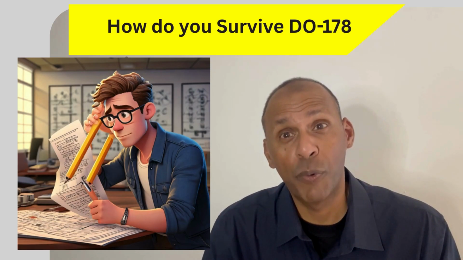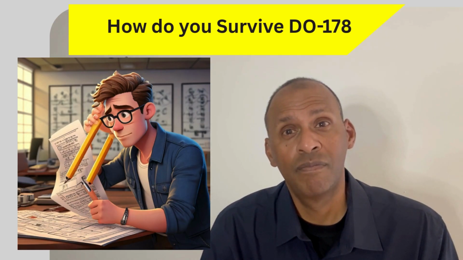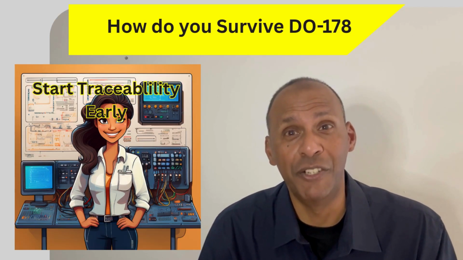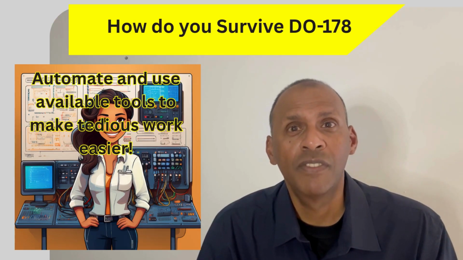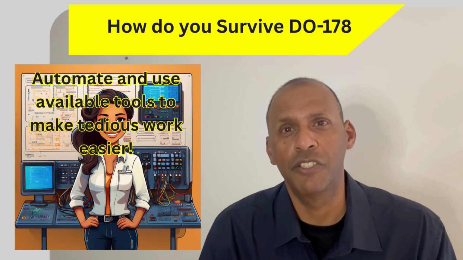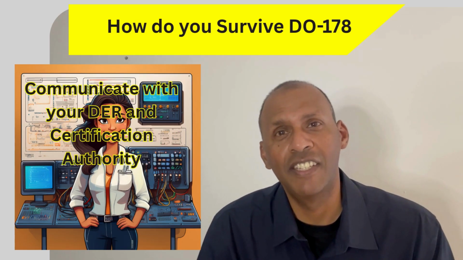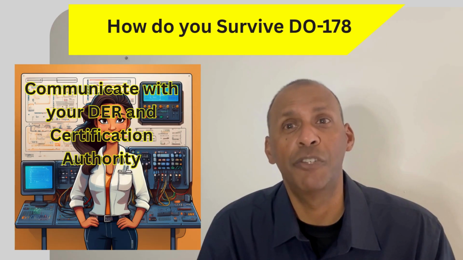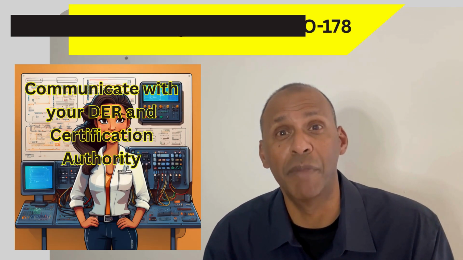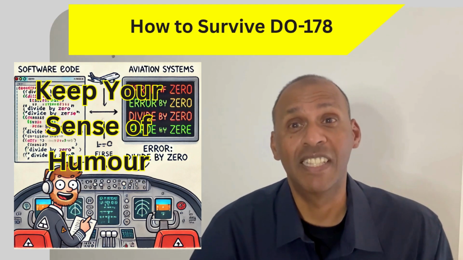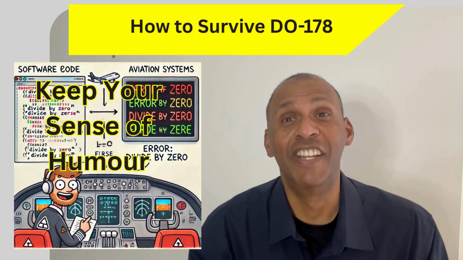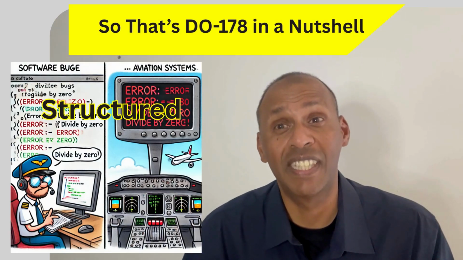So how do you survive DO-178 without losing your sanity? Start traceability early, don't leave it to the end, so start packing your parachute. Automate where possible. Static analysis, test execution, and requirements linking. There are many tools available to assist you. And keep talking to your design engineering representative or certification authority to make sure you're going in the right direction. Redoing reports and verification costs time and money. And most importantly, keep a sense of humor, because when someone asks for one more update to the PSAC, you're going to need it. And that's DO-178 in a nutshell.